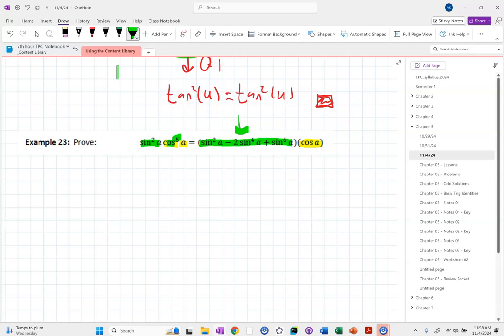So to go this way, looks like I have to factor. This way would imply that I should have to FOIL. Which one would you rather do, factor or FOIL? I would much rather FOIL, right? That's typically very easy to do. So I would actually work on the left-hand side here once again instead of the right-hand side.